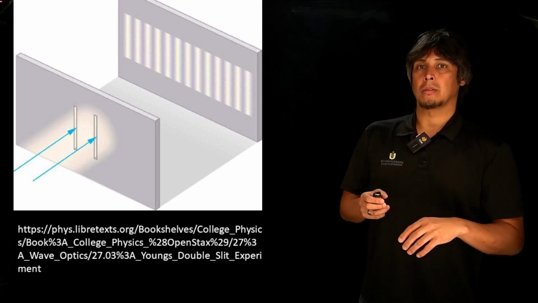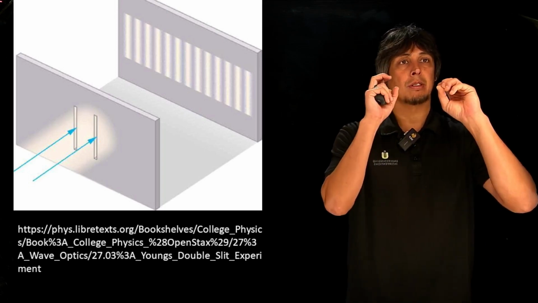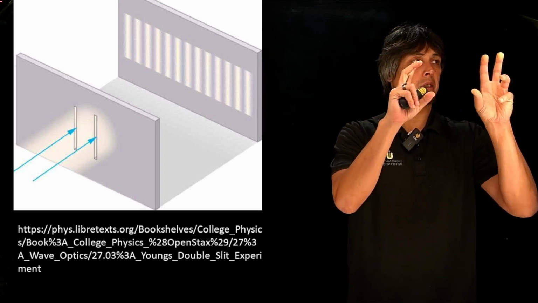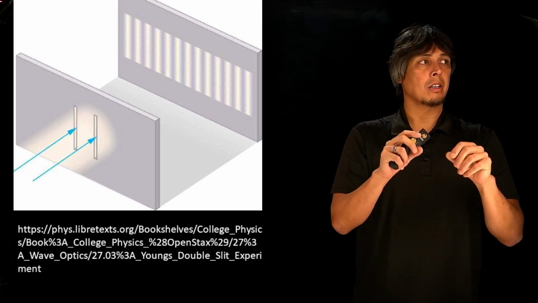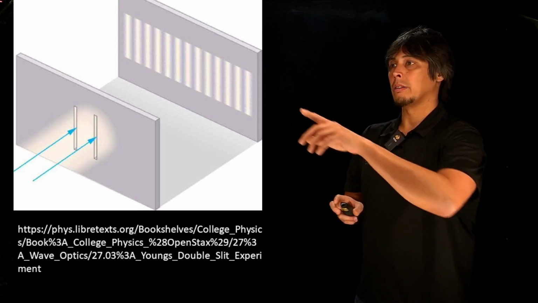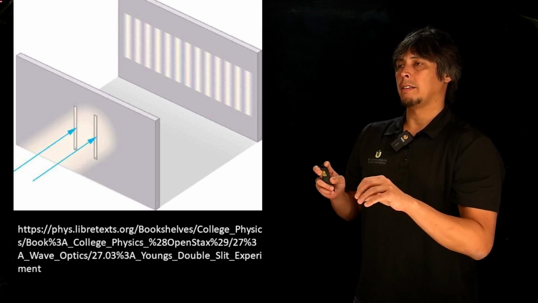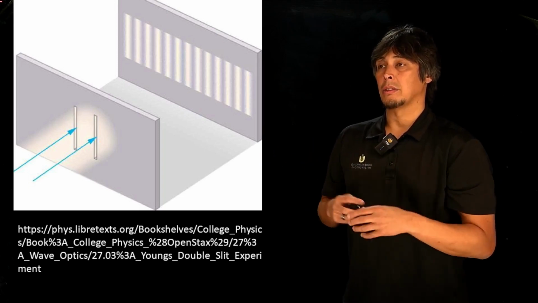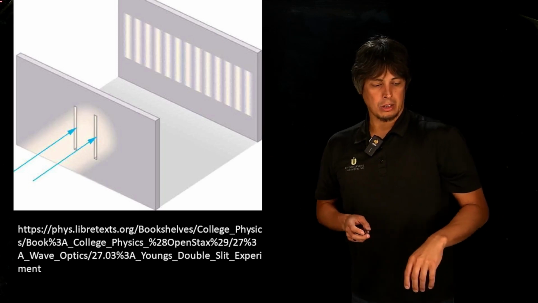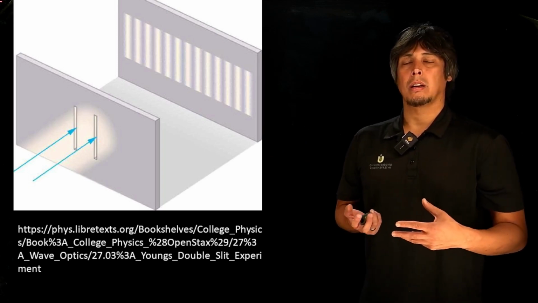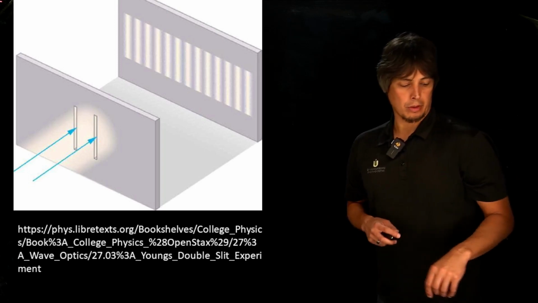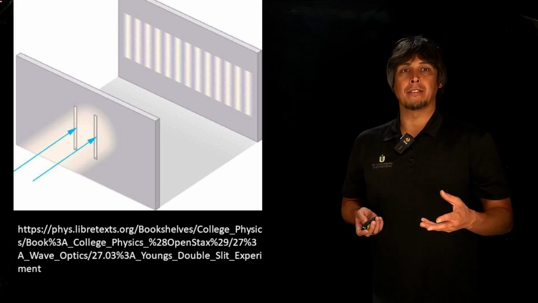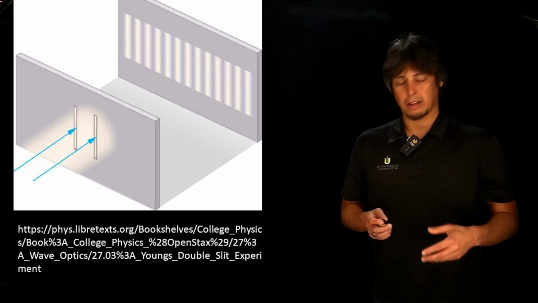And what happens, right, is instead of getting, for instance, a shadow of just the two slits, what you end up getting is a pattern of high intensity light and zero intensity light. Okay, and so this is due to what's called an interference pattern. All right, and this has to do with the wave properties of light.